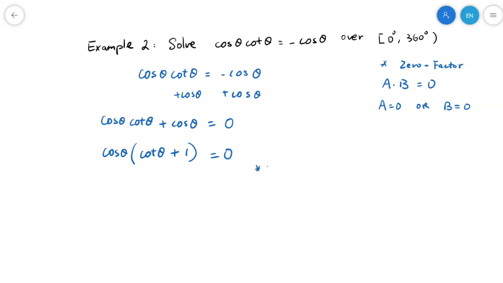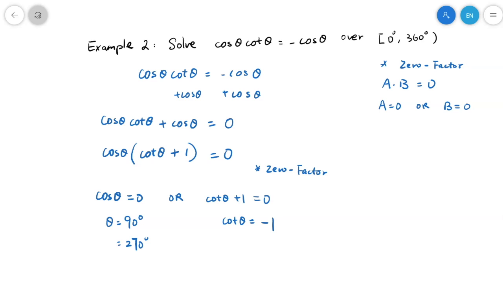According to the zero factor property, cosine of theta equal to 0 or cotangent of theta plus 1 equal to 0. So cotangent of theta plus 1 equal to 0 tells me cotangent of theta equals negative 1. Cosine theta equal to 0 tells me theta is going to equal either 90 or 270, either 90 or 270 in the unit circle.